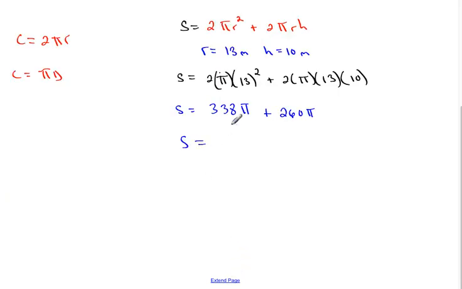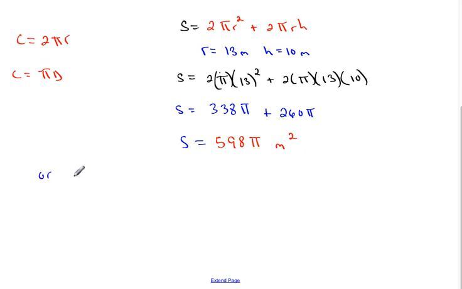And then I could combine these like terms. So what is 338 plus 260? 598 pi meters squared would be my answer in terms of pi. So depending on what level you're at, 598 pi meters squared is an appropriate answer.